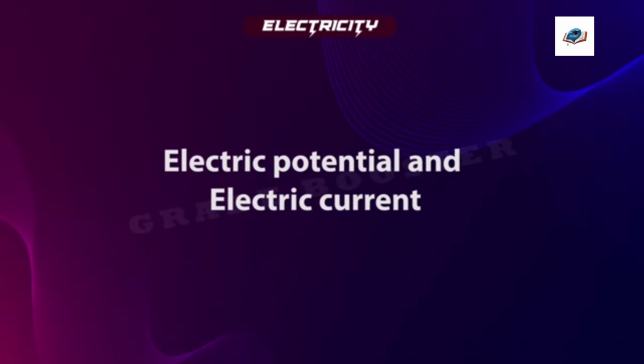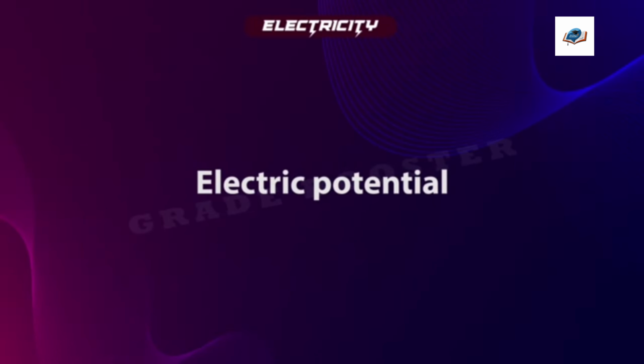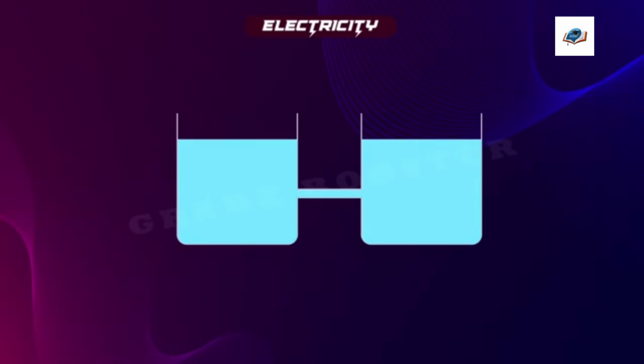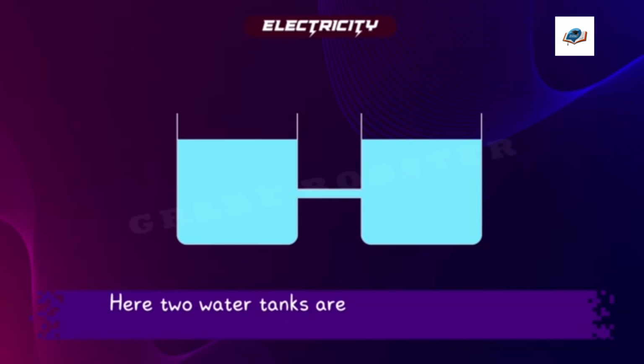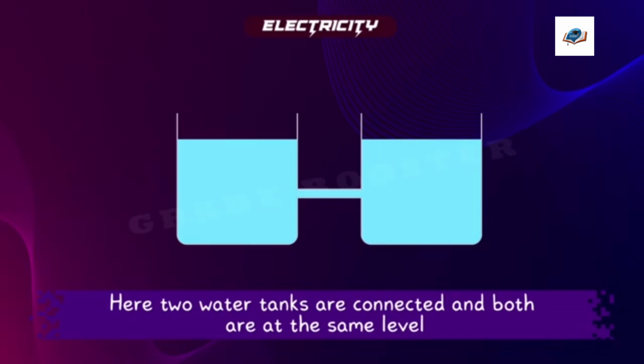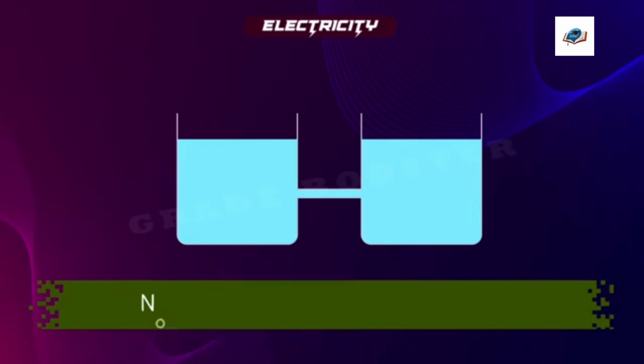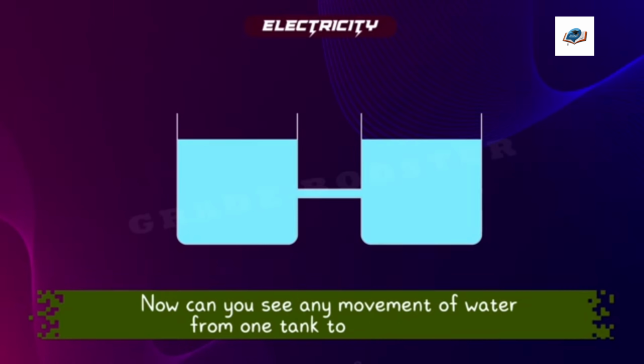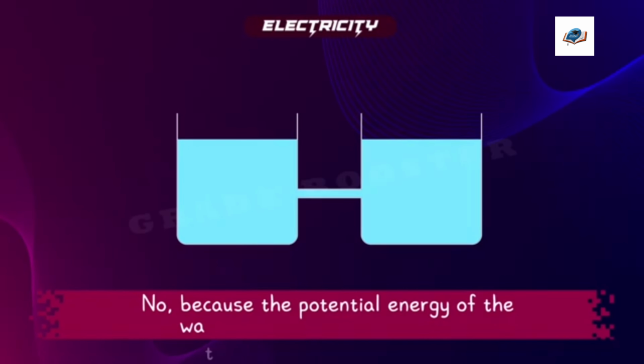Electric potential and electric current. Electric potential and electric current are fundamental concepts in electricity. First, let us understand electric potential. Here, two water tanks are connected and they both are at the same level. Now, can you see any movement of water from one tank to another one? No, because the potential energy of the water in both the tanks is the same.